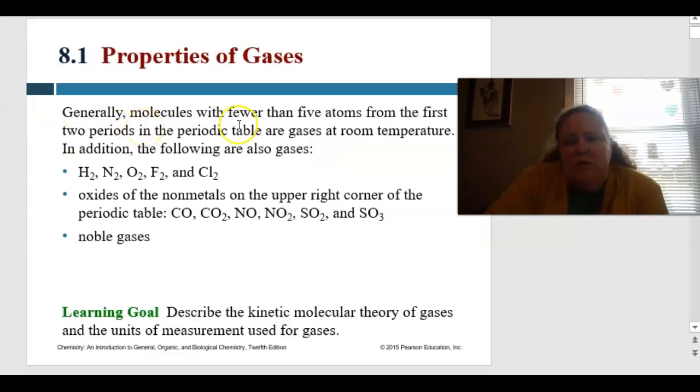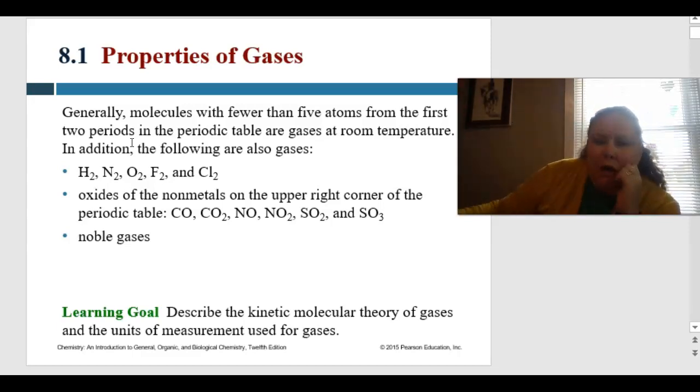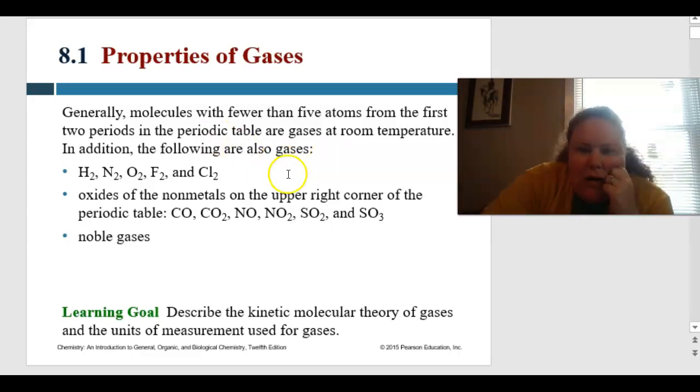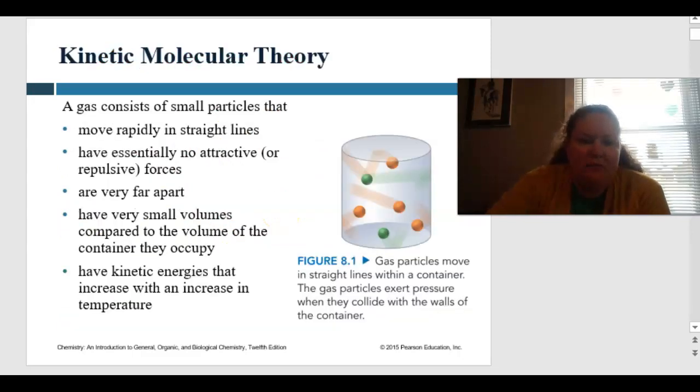Generally, molecules with fewer than 5 atoms in the first 2 periods of the periodic table are gases at room temperature. So these guys, right? And the following are also gases: hydrogen, nitrogen, oxygen, chlorine, and fluorine. They're oxides of the nonmetals in the upper right-hand corner of the periodic table, including these guys, which are also gases, as well as our noble gases.